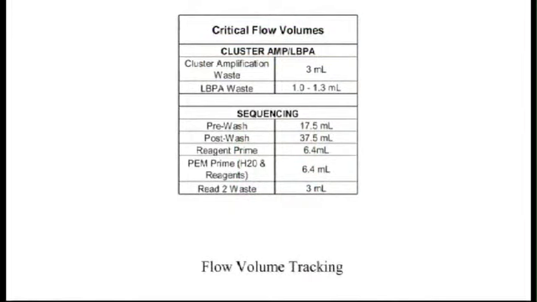This one shows the expected flow volumes for the various steps in the process. For example, waste produced by lane during cluster amp is about 3 to 4 milliliters. Cluster stations may vary slightly, so you should verify or adjust these numbers accordingly. If the flow volumes do not meet the specifications you've determined, you should double-check the seating of the flow cell and manifold. If these look fine, you may have some sort of line blockage or an internal mechanical failure.